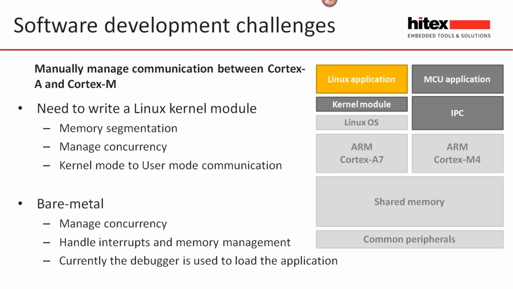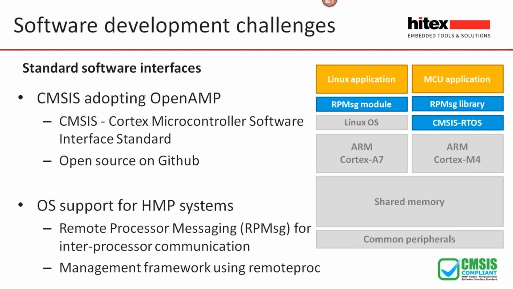So one challenge, if we could reinvent the wheel. This would mean we'd need to write a Linux kernel module and write that to segment the memory, manage concurrency, and use shared memory to communicate with the Cortex-M processor. And then on the Cortex-M processor, again, we'd have to handle interrupts, manage the memory, and then try to connect the two together and get them working. So again, this is not a trivial challenge and could take significant time for us to develop.